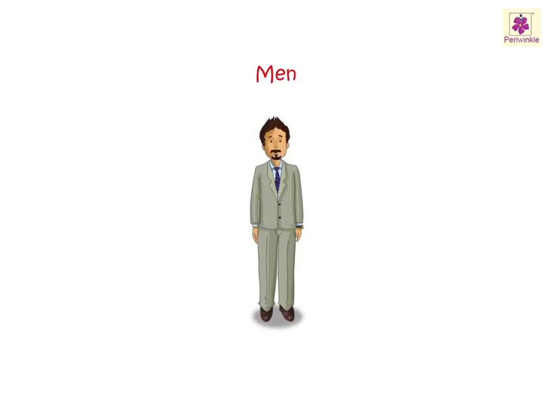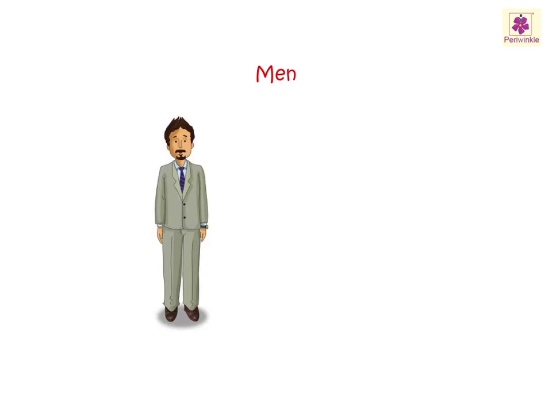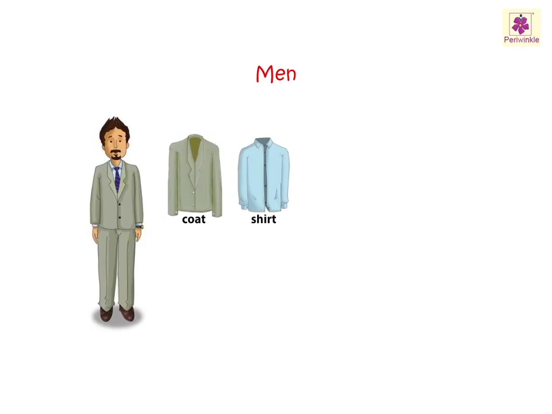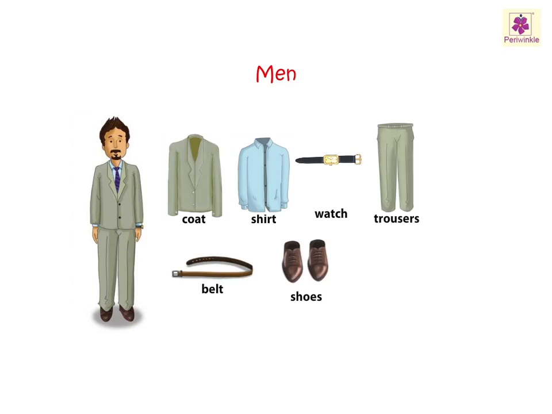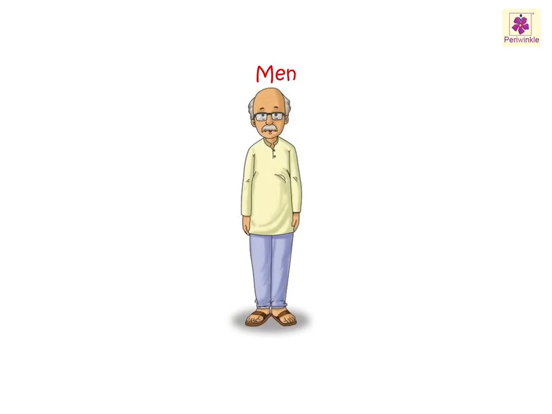Some more clothes and accessories that men wear are coat, shirt, watch, trousers, belt, shoes, tie. Men also wear kurta and pajama.